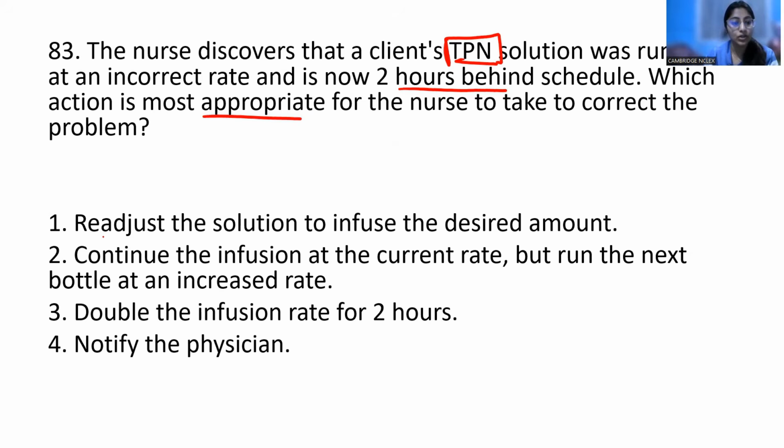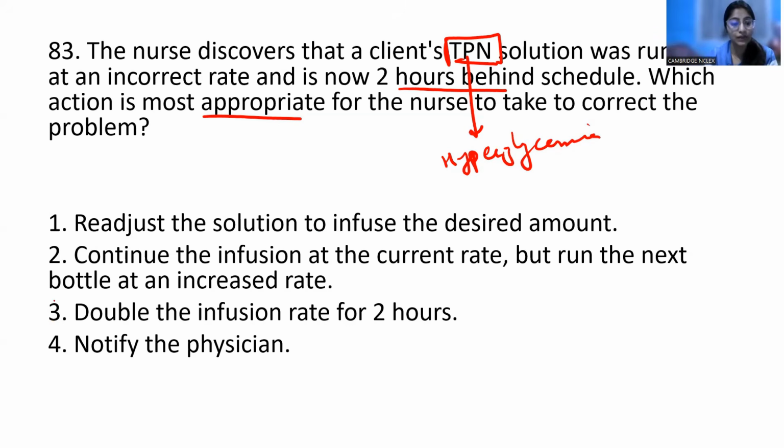First is to readjust the solution to infuse the desired amount. Second, continue the infusion at the current rate, but run the next bottle at an increased rate. Third, double the infusion rate for 2 hours. Fourth, notify the physician. We have to remember here that before changing the rate, we always have to notify the physician. Because we are administering total parenteral nutrition, and TPN can lead to complications like hyperglycemia. If we double the rate, this can cause a sudden increase in glucose levels, which can be life-threatening. So we cannot readjust or change the rate before notifying the physician.